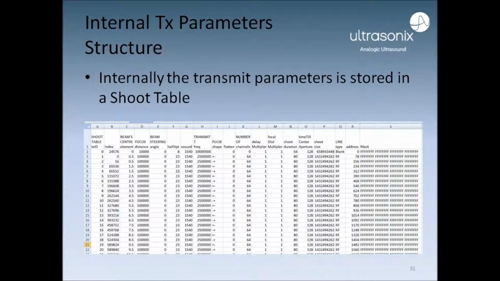Just as a simple example, when we are doing B-mode imaging with 128 scan lines, our shoot table may consist of 128 rows for the 128 shoots, which are identical in almost every aspect except for their center element.